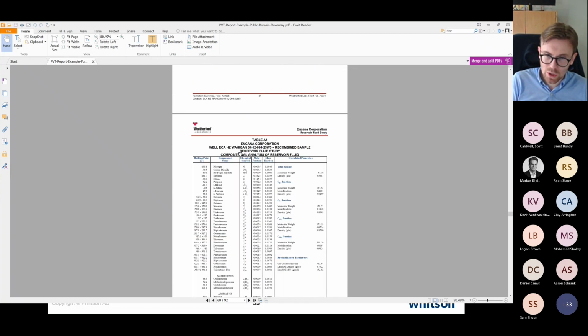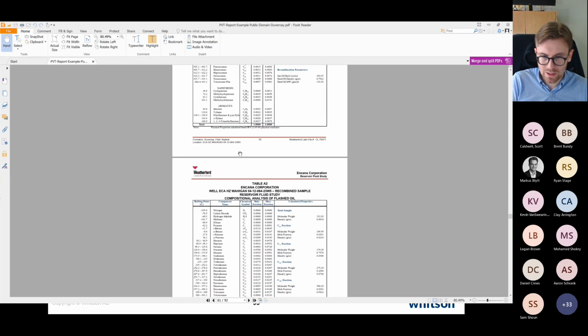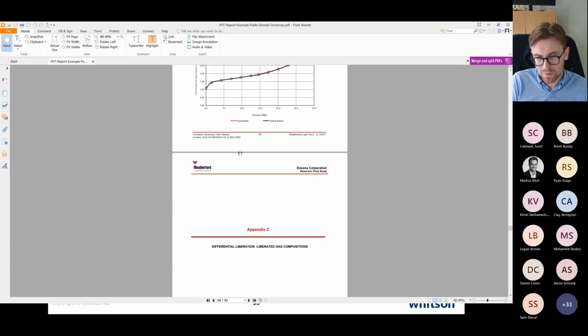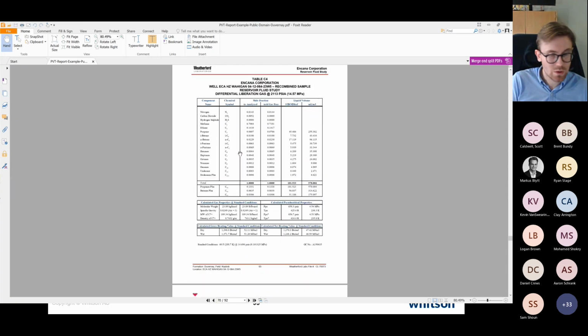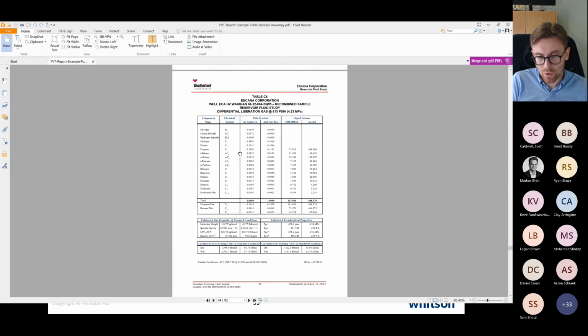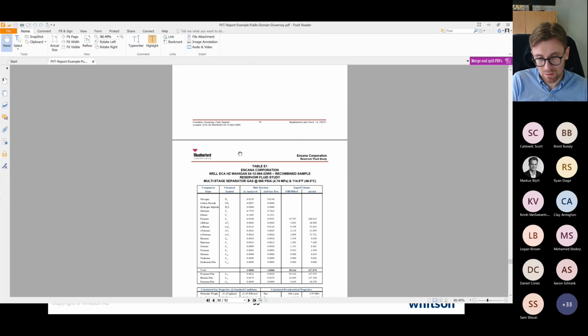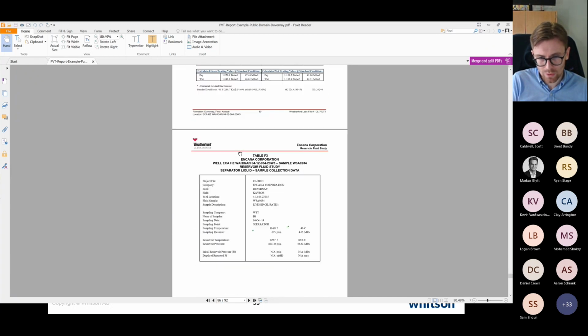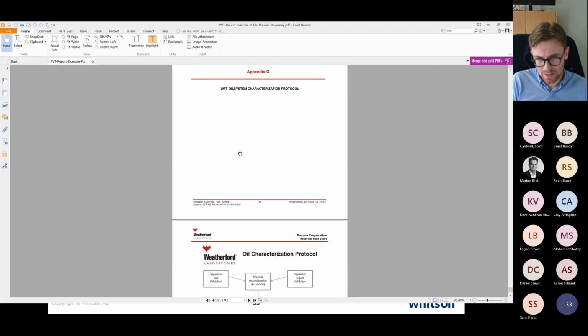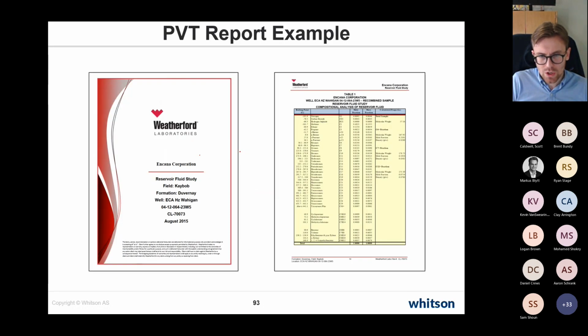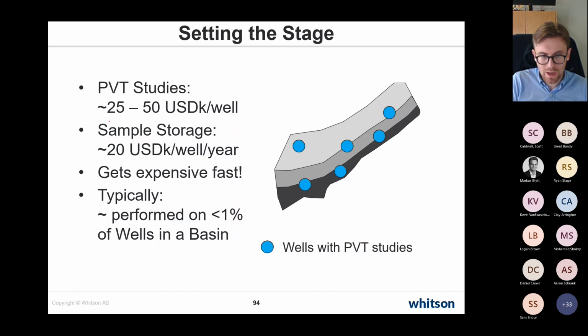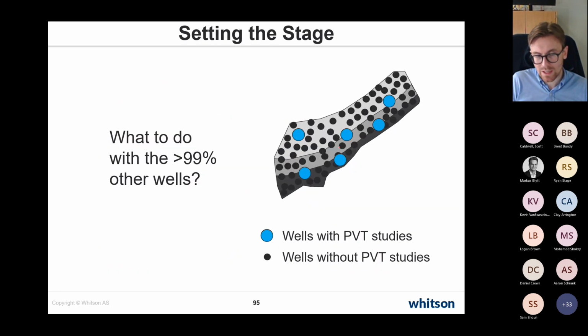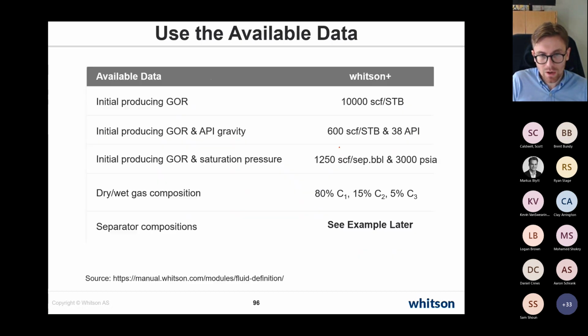So we need to have something that's much more efficient. Just in the appendix here, it's like a billion different composition tables as well. So this is just an example for you to take a look at if you want to. Okay, and this is not even a big report. This is for one fluid and Duvernay, I think. Okay, so finding this can be a needle in the haystack. So our job is like, okay, what can we actually do with the 99% of the wells where we don't have PVT data? And that's what we're going to talk about right now.